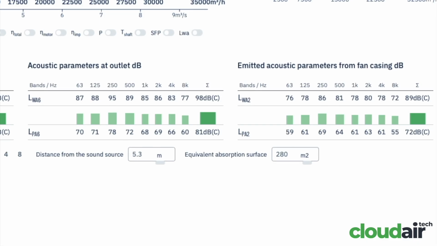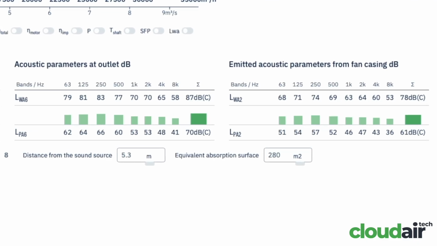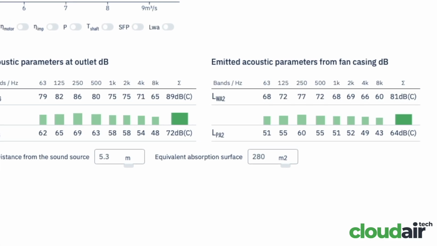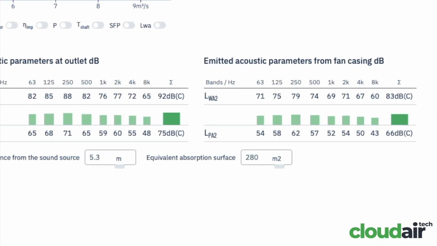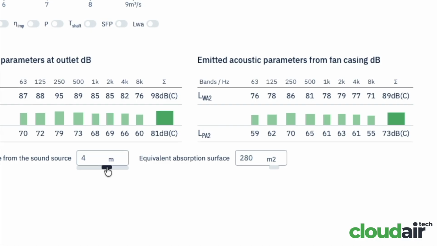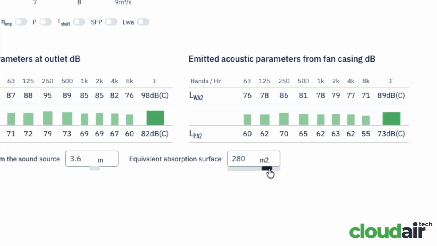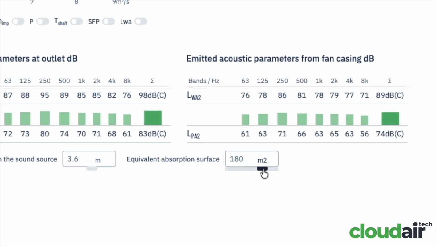If no laboratory measurements are available, the system can estimate acoustic performance using the VDI 3731 standard. This method calculates sound power levels based on the fan's working point and constructional data such as impeller type, rotational speed, and geometry, ensuring that even early design stages can rely on reliable acoustic estimations.